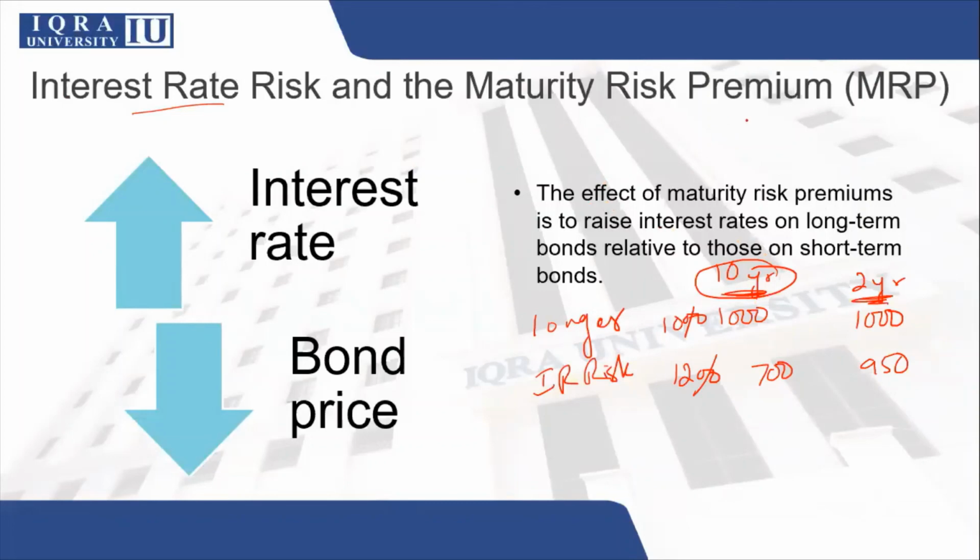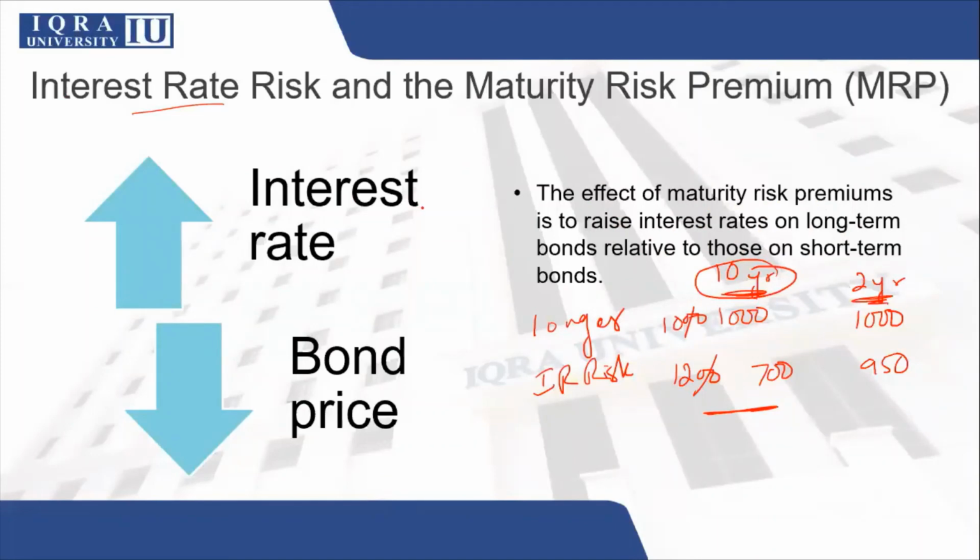The effect of maturity risk premium is to raise interest rates on long-term bonds relative to those on short-term bonds. In order to incorporate this risk, your longer-term bonds will have a maturity risk premium added to them, which takes into account that the decline will be greater in a longer-term bond if the interest rate of the market increases.